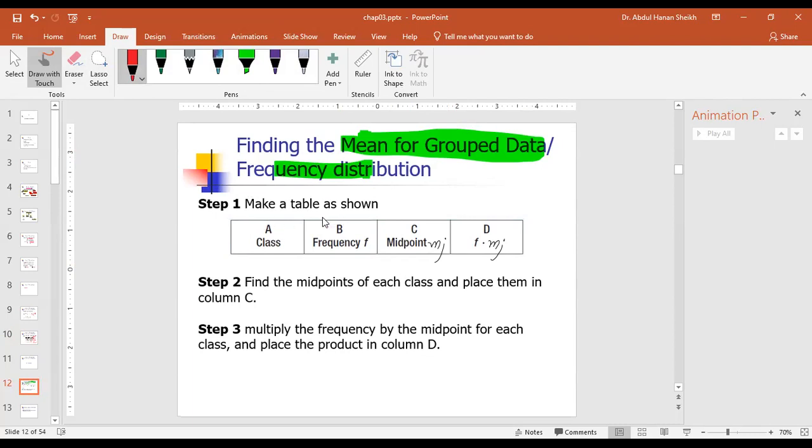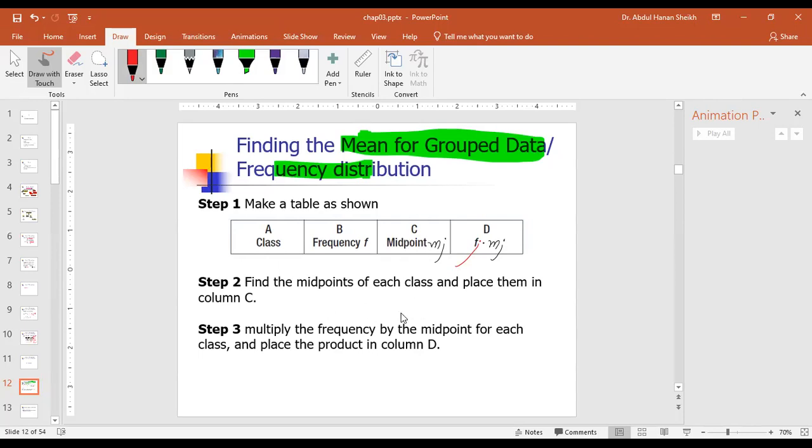Just make a table with 4 columns. 2 columns will be given: class and frequency. The third column will be the midpoint, and the fourth column will be multiplying that midpoint with the corresponding frequency, m_j times f_j, and then summing all these will be very easy. This first step solely represents all the computation.